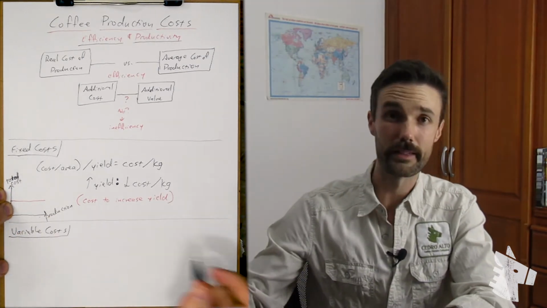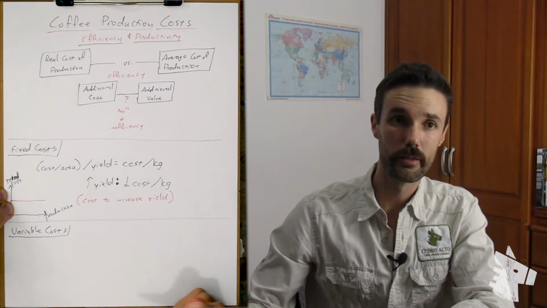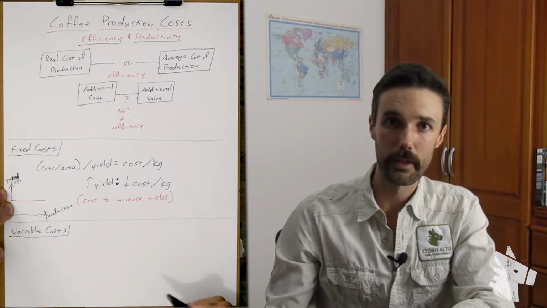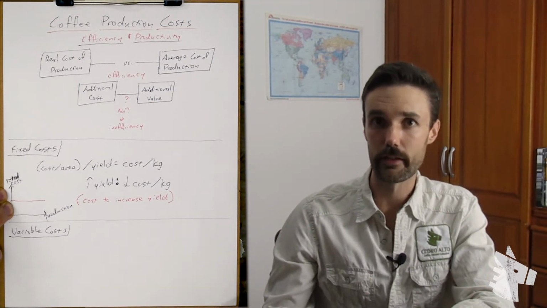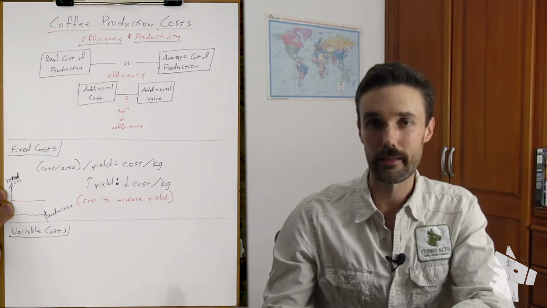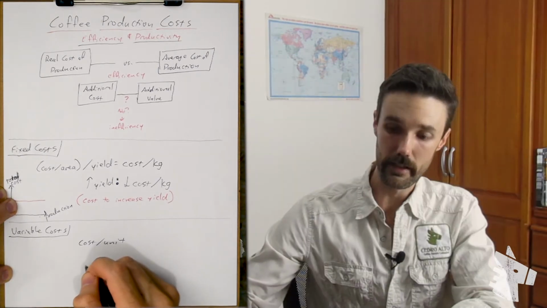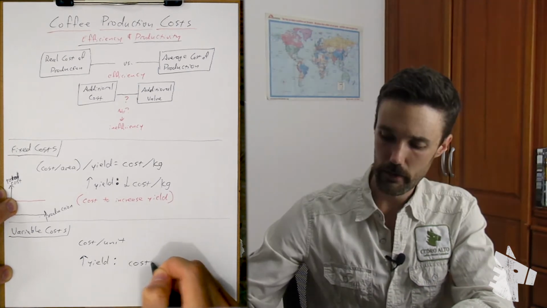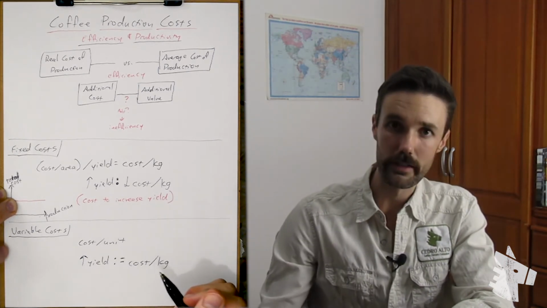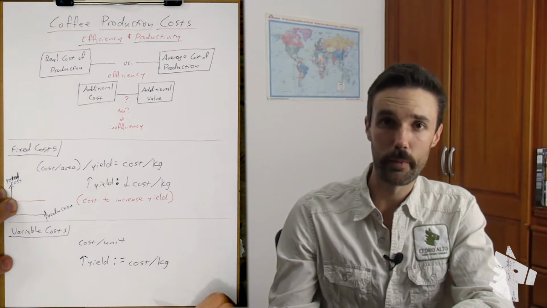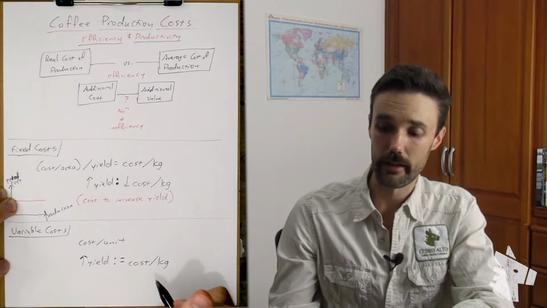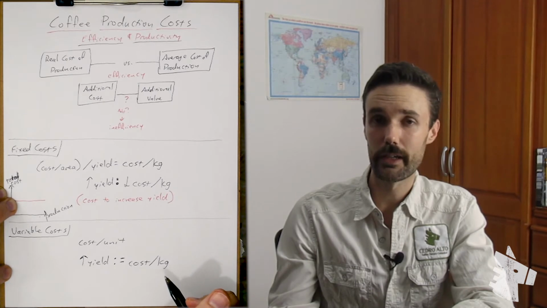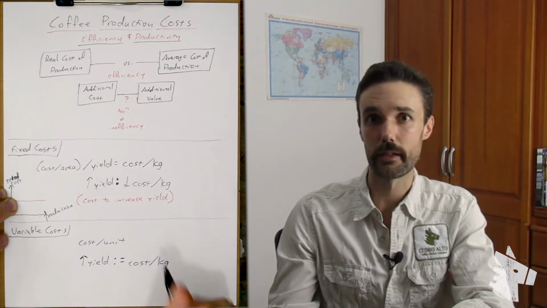Moving on here, let's take a look at variable costs. These are simply costs incurred per unit of output. Picking would be an example. You pay somebody to pick a kilo of cherries, you have a kilo of cherry. You don't pay anyone unless they bring in that kilo of cherries. If this is the case, if yield per unit of area increases, the cost per unit of output remains the same. You harvest 5,000 kilos of cherry, you pay picking for 5,000 kilos of cherry. You harvest 10,000 kilos of cherry, you pay for 10,000 kilos of harvesting.